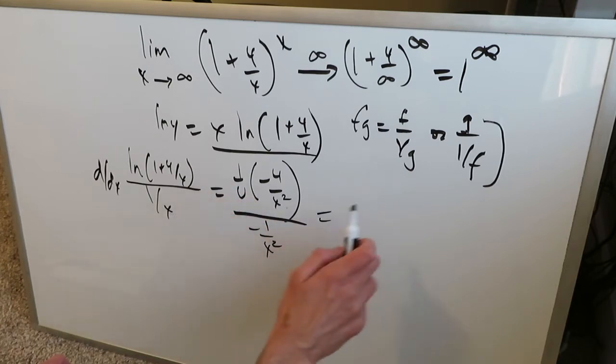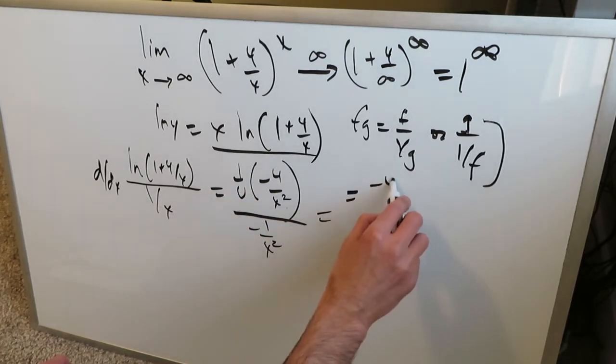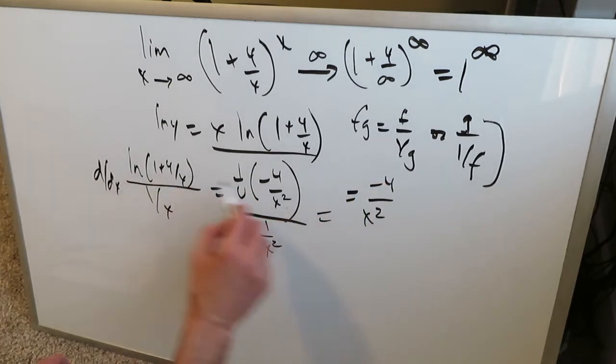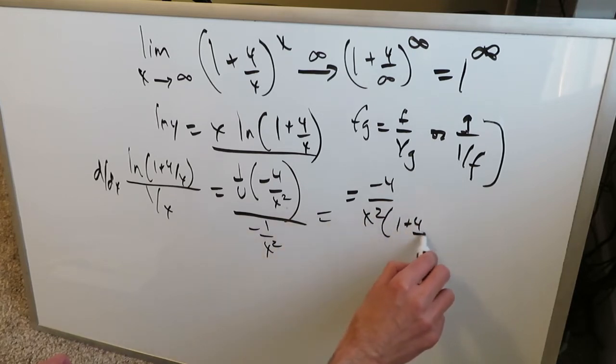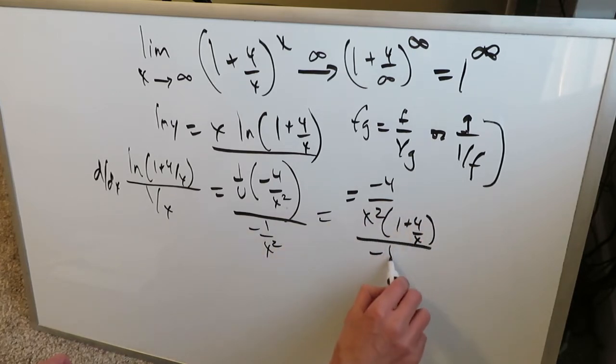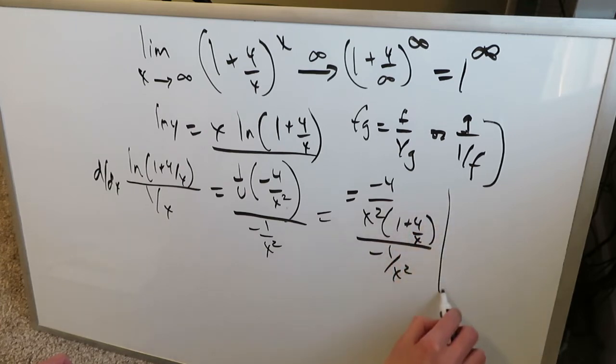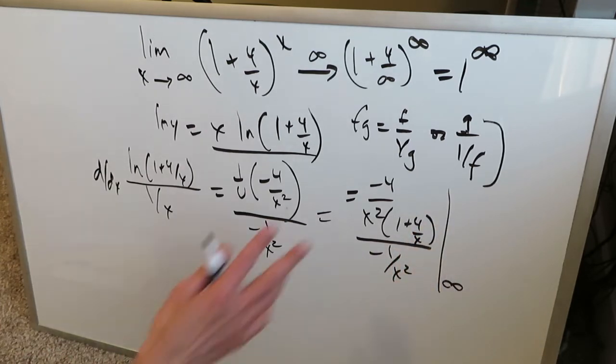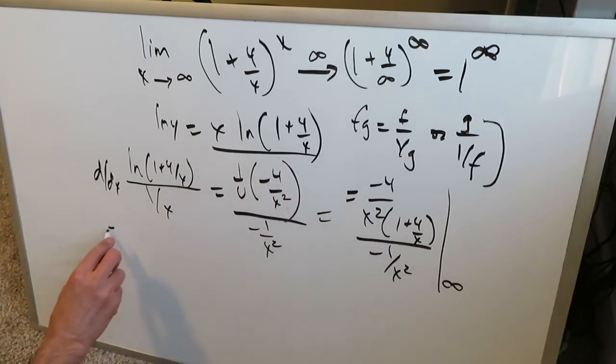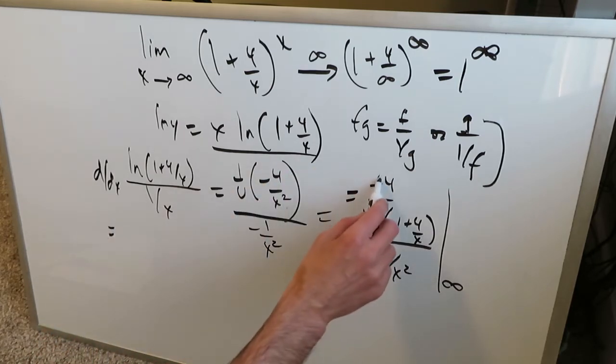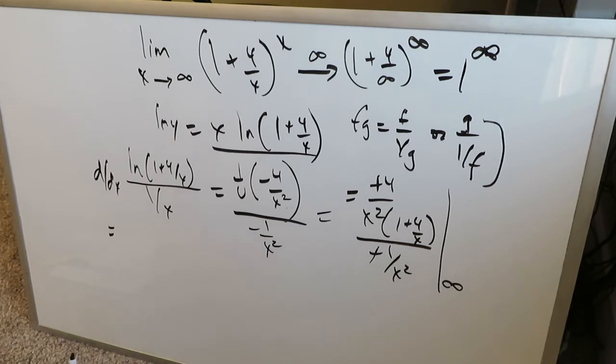When you put the u value back in, we'll get minus 4 over x squared times u, which was all of this 1 plus 4 over x, all divided by minus 1 over x squared. Technically you can put infinity in when we're at the right stage, but we still have to simplify all of this, so let's simplify it. We can cancel out these minuses because they'll cancel out anyways.